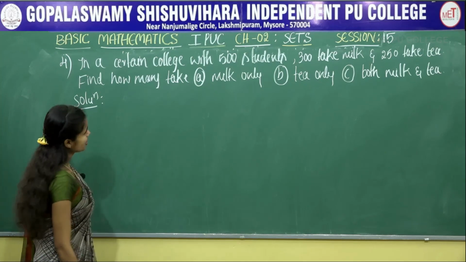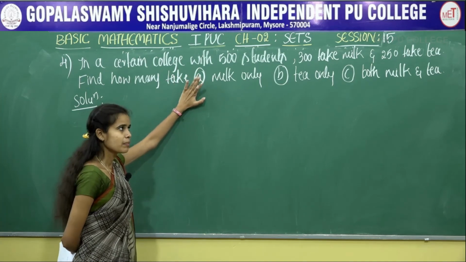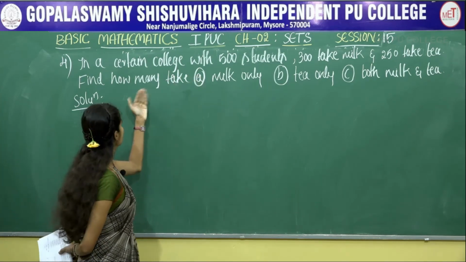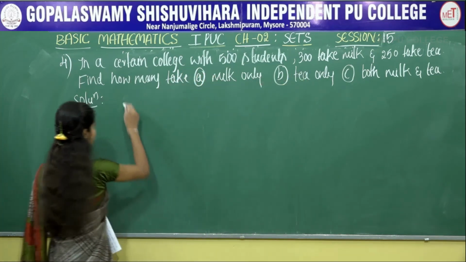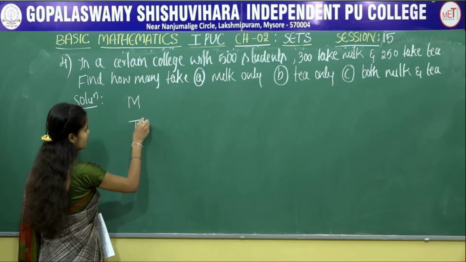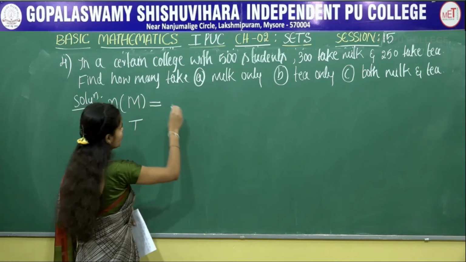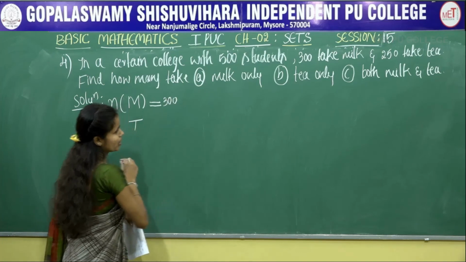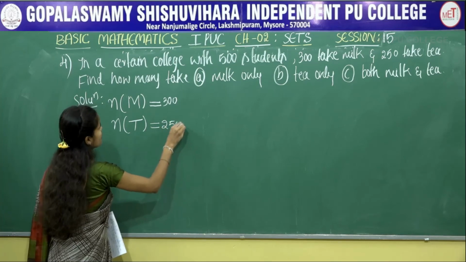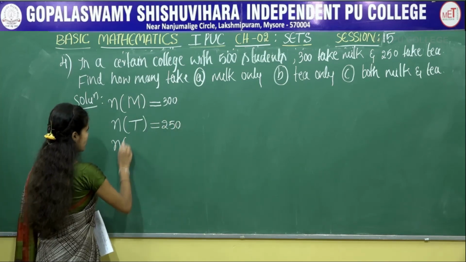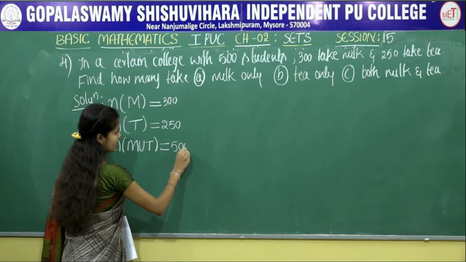Okay. First, describe the set. In a certain college with 500 students, given 300 take milk and 250 take tea. So we have two types of sets. So I consider two sets, M and T. n of M is equal to 300. 250 take tea, so n of T is equal to 250. Here 500, that is n of M union T is equal to 500.